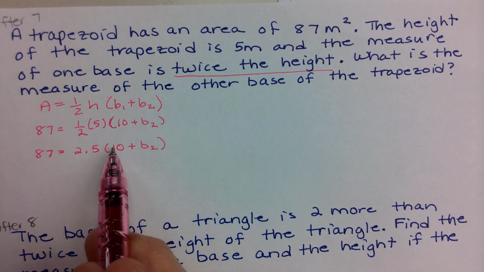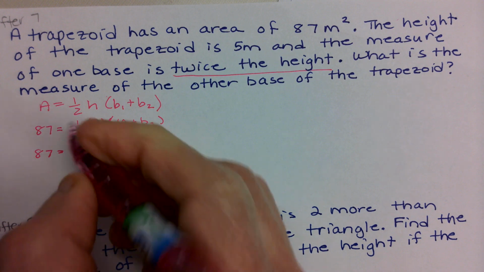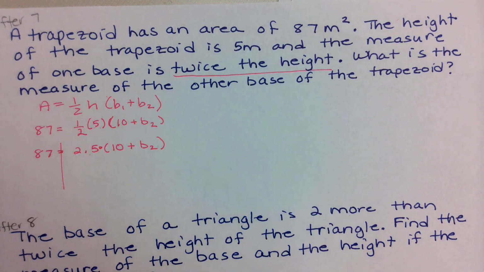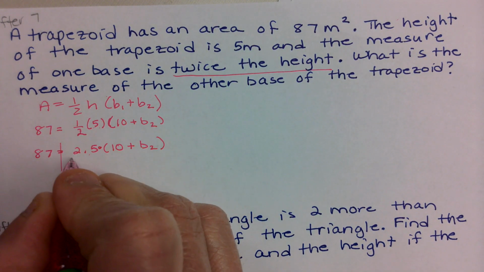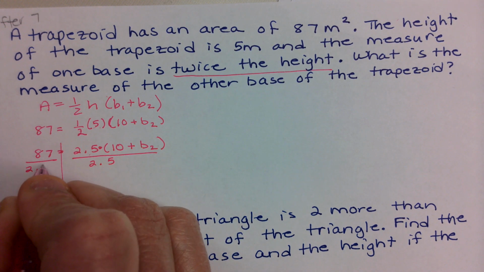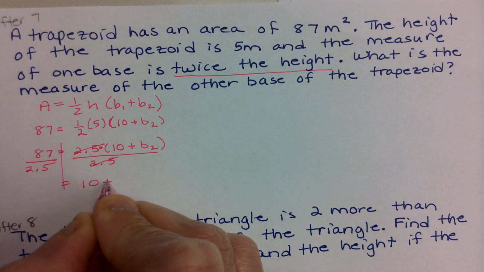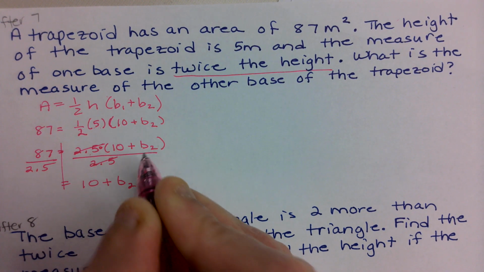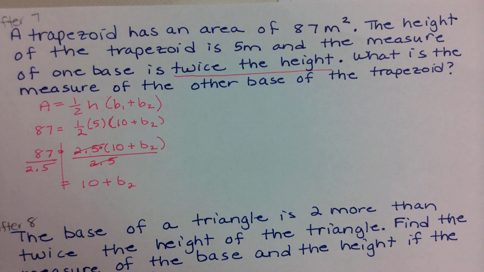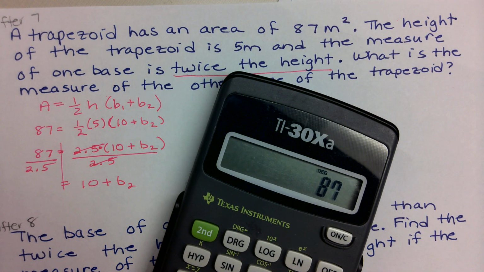I can't just start working in here. Remember, it's opposite operations. I got to get rid of this first, and that's multiplied by that. So I'm now going to divide this whole thing by 2.5. And those cancel, and I'm left with 10 plus B2. I can now drop the parentheses because there's nothing outside of them anymore. 87 divided by 2.5 is 34.8.